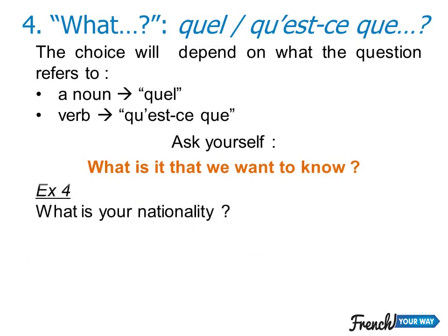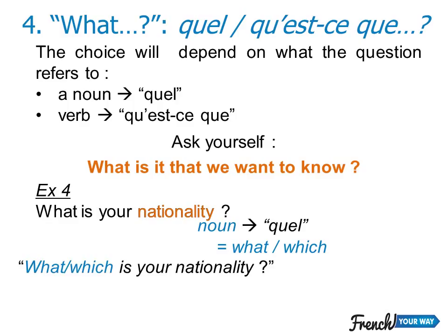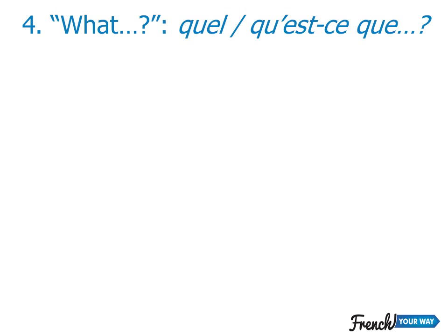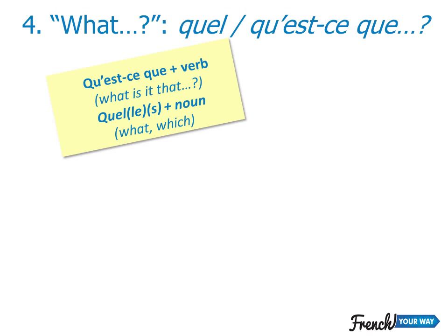Last example. What is your nationality? Again, ask yourself, what is it that we want to know? We want to know what your nationality is. Nationality is a noun. So again, you're going to use quel. What nationality? Which nationality? Quelle est votre nationalité? You use qu'est-ce que with a verb and quel with a noun.